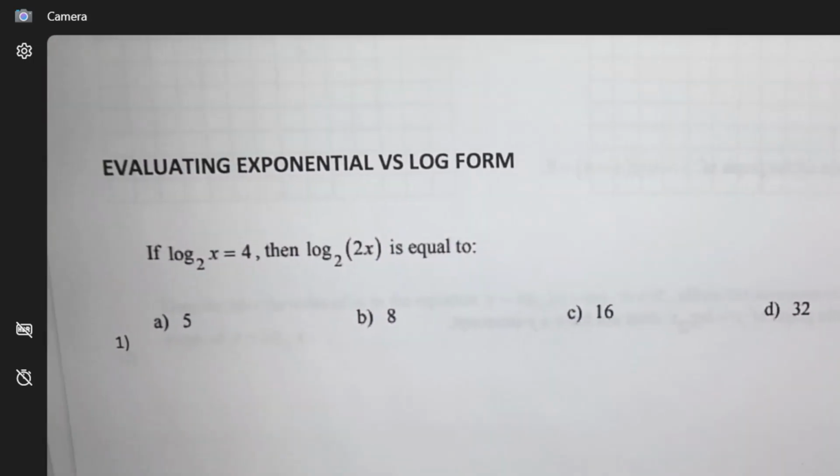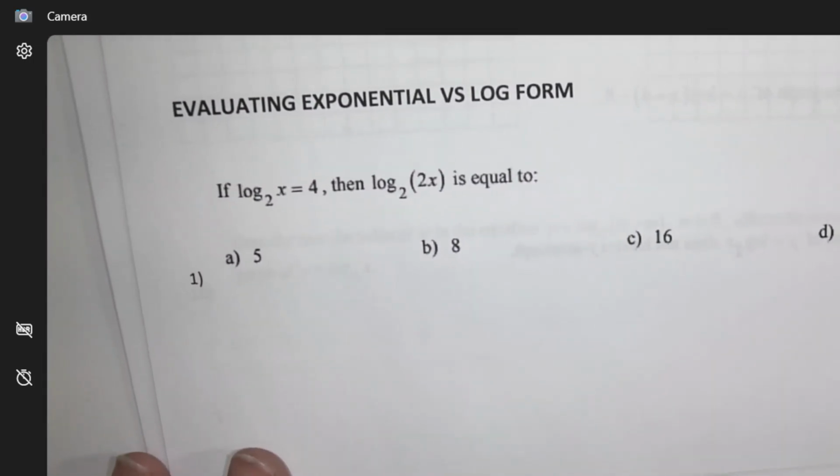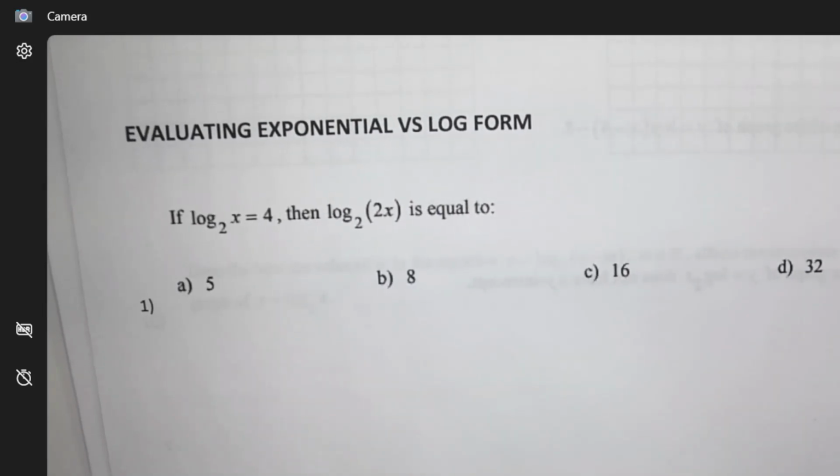Okay, so I'm on page 8. Everybody found that last question at the bottom here. Okay, so this is a multiple choice test on your provincial exam.